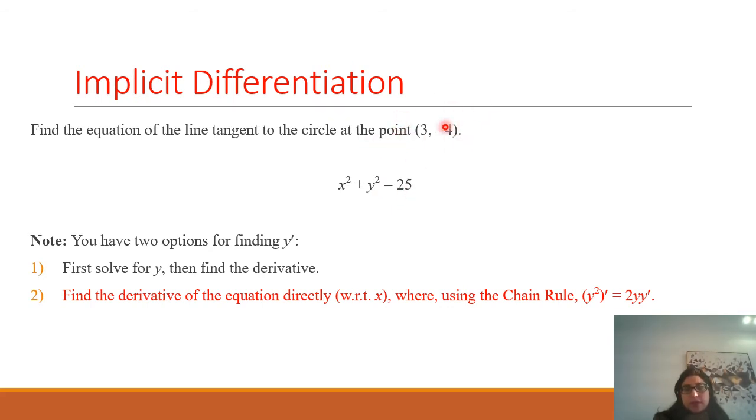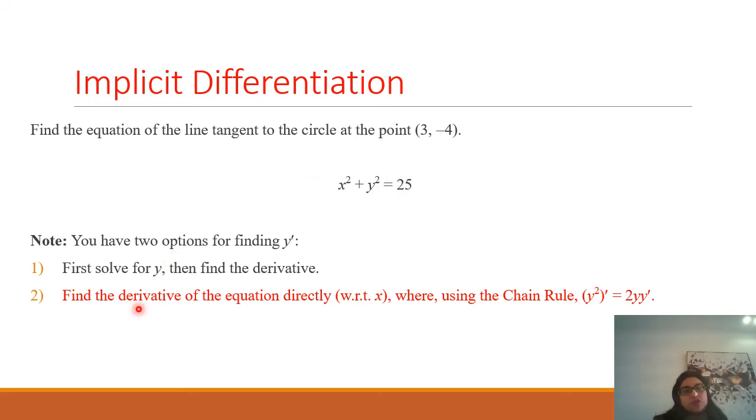To find the equation of the tangent line, I need the slope. To find the slope, m, it's y dash. So you have two options to find y dash. Either you solve for y and then find the derivative. What does that mean? It means you say that y squared equals 25 minus x squared, and then y equals positive or negative square root of 25 minus x squared, and you solve the derivative for both the positive and the negative term.